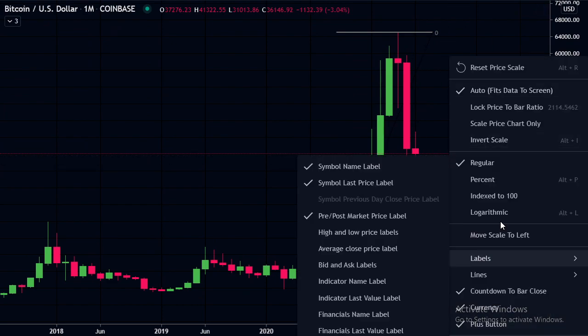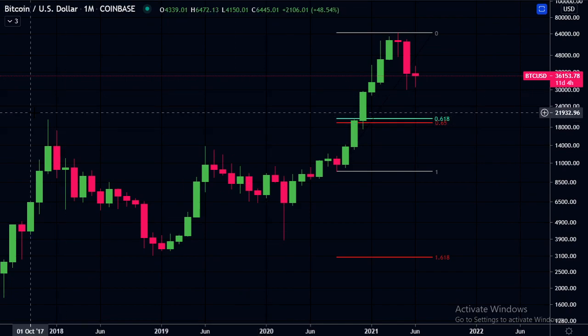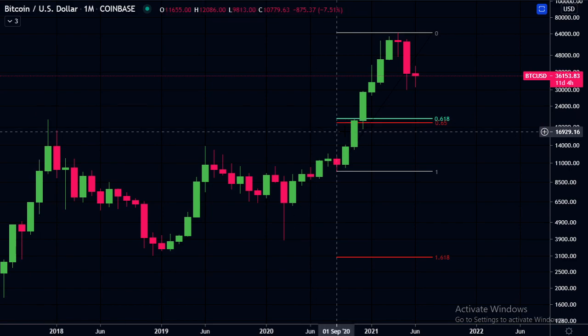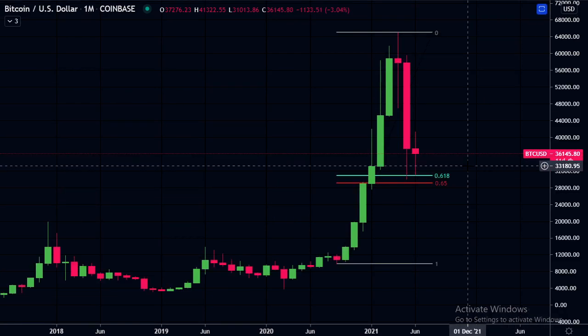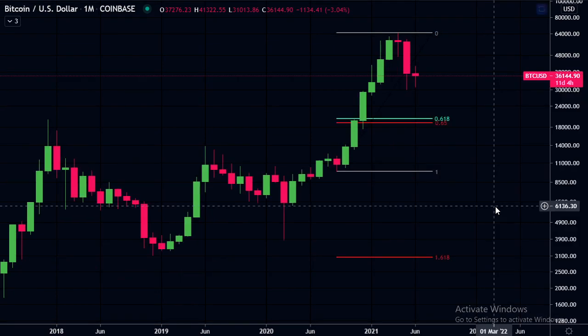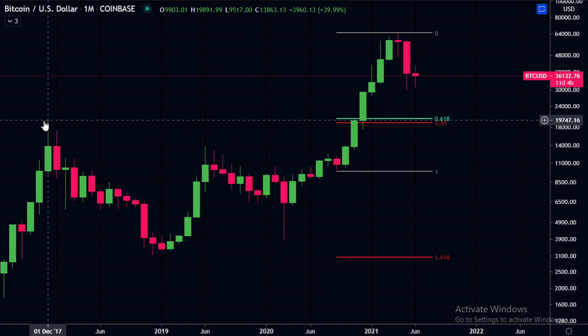And if we change this to the logarithmic scale, what we find is the all-time high in 2017 lines up exactly with that golden pocket, the 0.618 level. So just to go back to the regular scale, we can see that golden pocket here lines up with the pullback, and on the log scale it lines up with the 2017 all-time high.